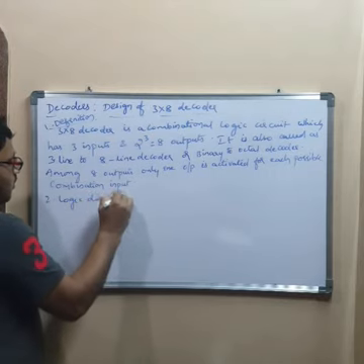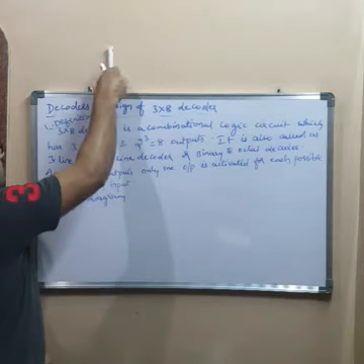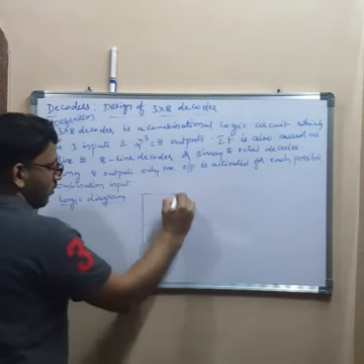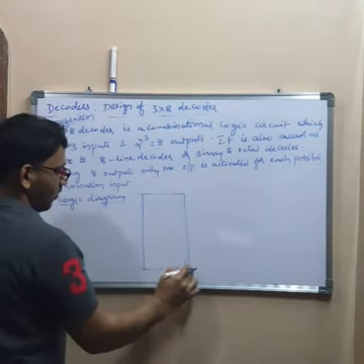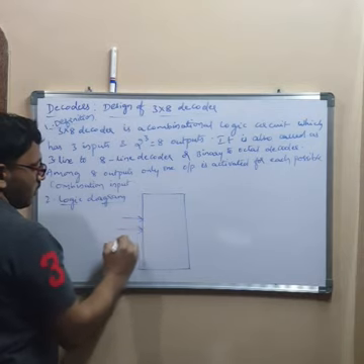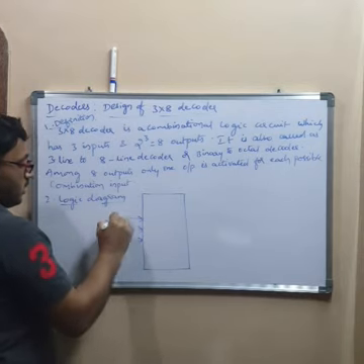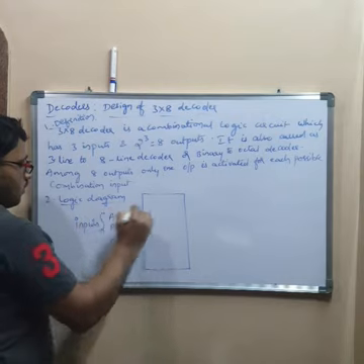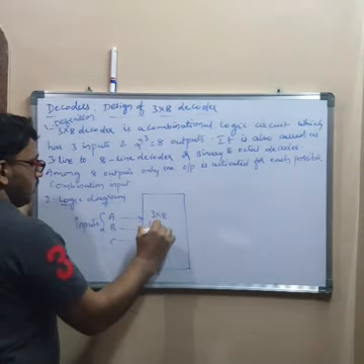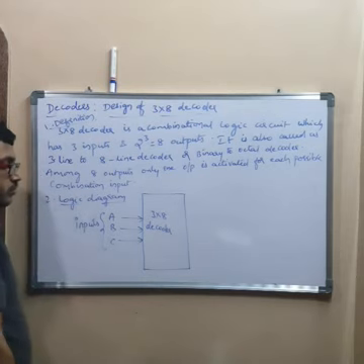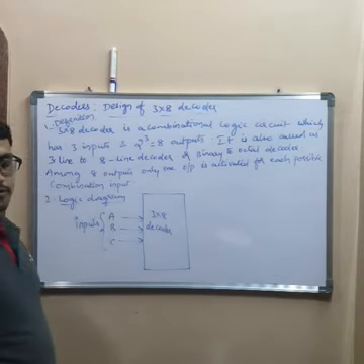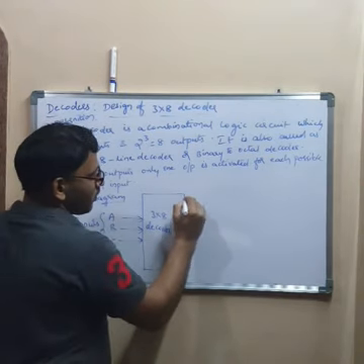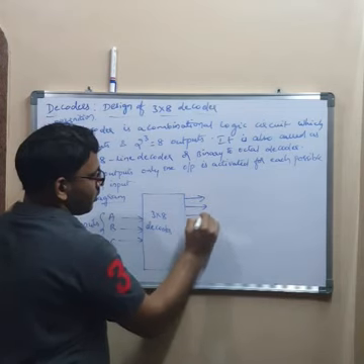Logic diagram. I'm designating the inputs with A, B, C. So this is the 3 into 8 decoder. This is also available in the form of IC. The IC for this is 74138. Eight outputs.